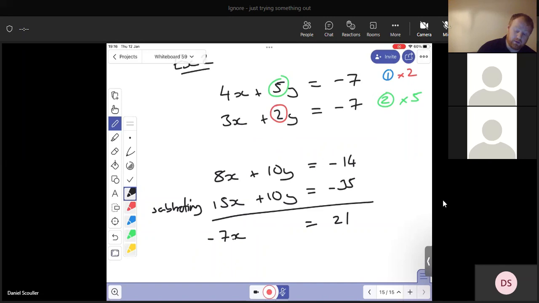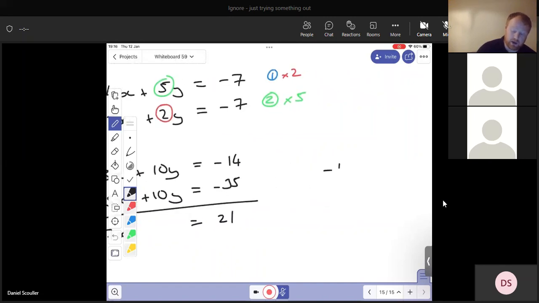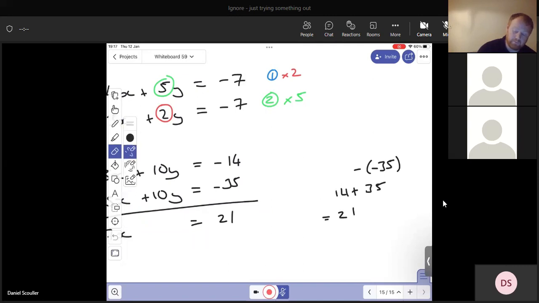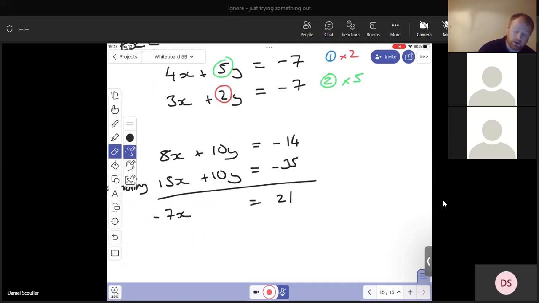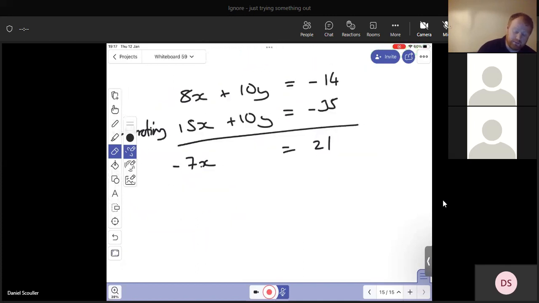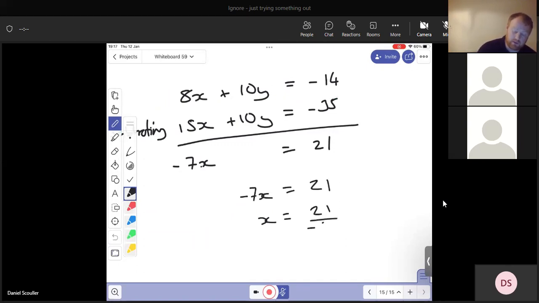Okay, so we'll just again do that over the right hand side. Negative 14, we're subtracting negative 35. That becomes a positive when we're doing that. Okay, so just be careful with that. Gets a wee bit messy. Negative 7x equals 21. x equals 21 over negative 7. x is equal to negative 3.